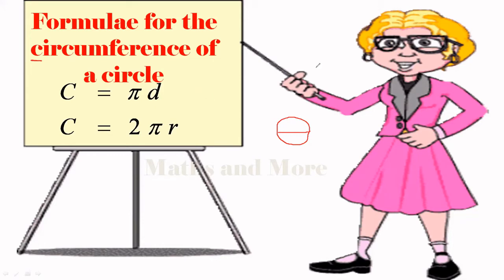If the diameter is given in the problem, then you can use C equals pi D. If you are given the radius, then you can use C equals 2 pi r. According to the problem, you have to select which formula should be used. Now let's see some problems.